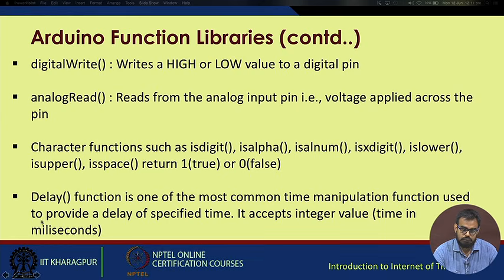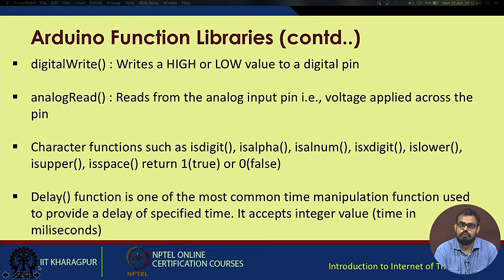So among various Arduino function libraries, you have digital write, which writes high or low values to a digital pin. You have to remember, this thing mainly works on binary logic. You either have a high voltage or a low voltage corresponding to 1 or 0. So your digital write either writes a high or low value to the pin. Then the analog read function reads an analog input from the analog pins. You have 6 analog pins.